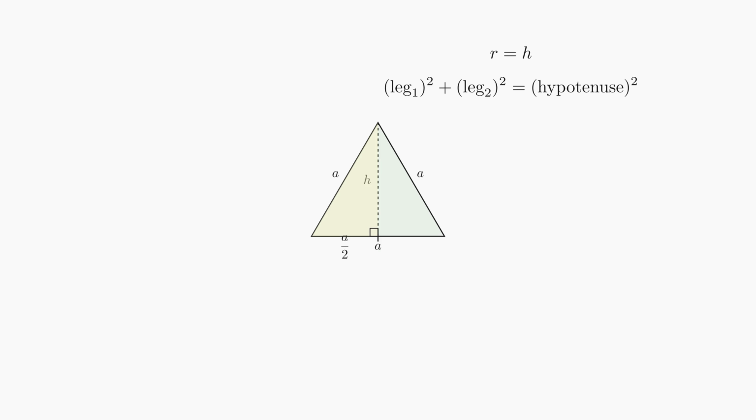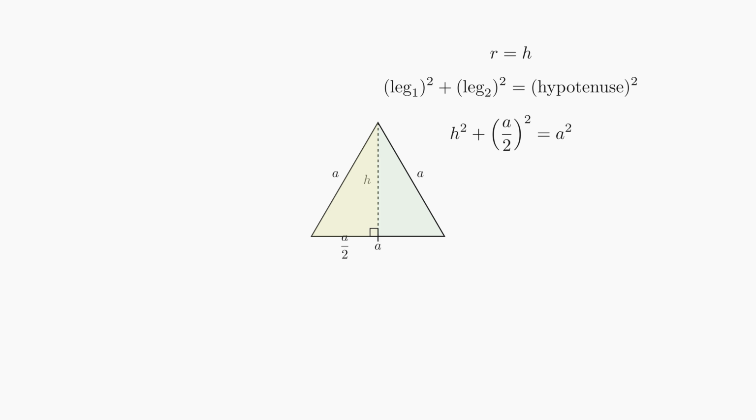Let's derive this. Consider an equilateral triangle with side length A. Let's drop a height from the apex to the base. The height lands at the midpoint of the base. This creates a right triangle on the left side. We can use the Pythagorean theorem for this right triangle. The first leg is the height, h. The second leg is half the base, A over 2. And the hypotenuse is the side of the original triangle, A.